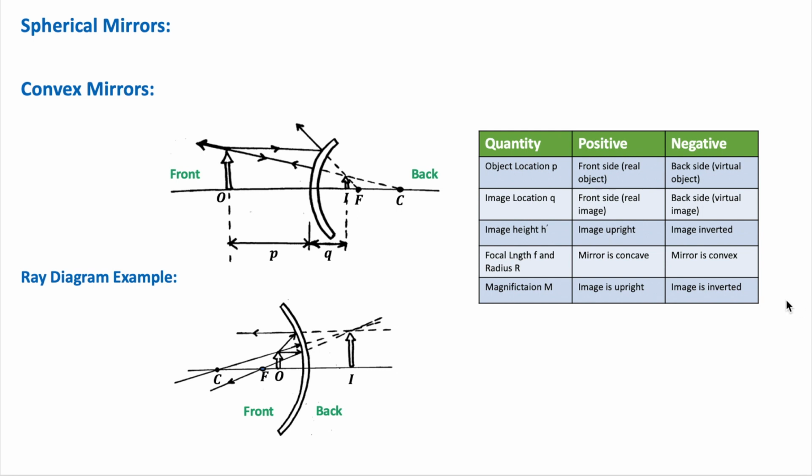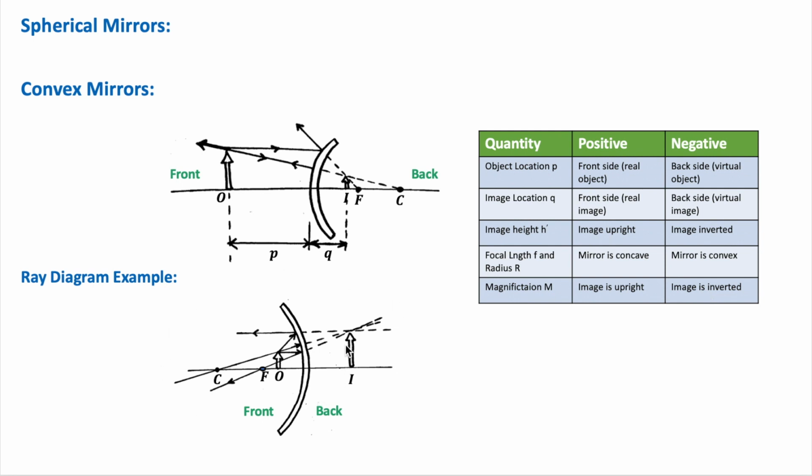So as you can see, P here is positive if it is located at the front side of the mirror, and negative if it's located at the back side, and same goes for Q. And the height h dash of the image is positive if it is an upright image, and negative if it's inverted. And the focal length and the radius of curvature are positive for a concave mirror and negative for a convex mirror, and the magnification is positive for an upright image and negative for an inverted image, okay?